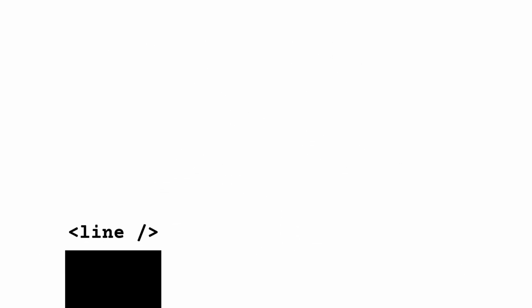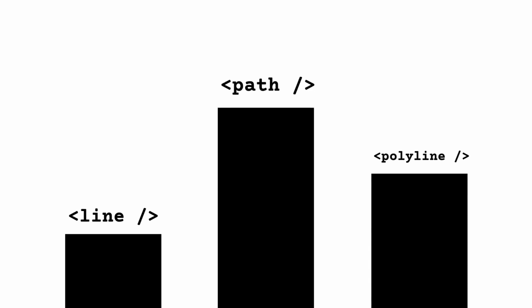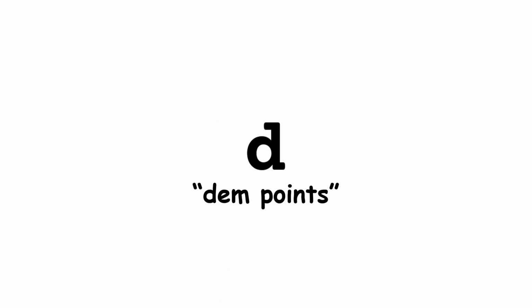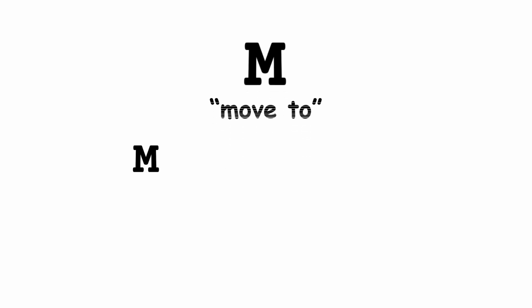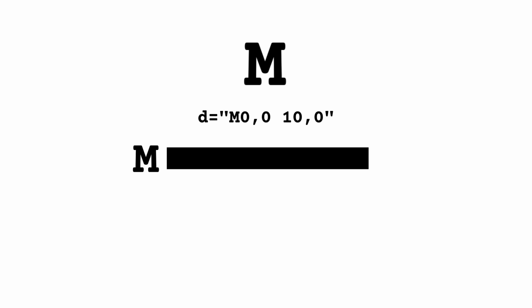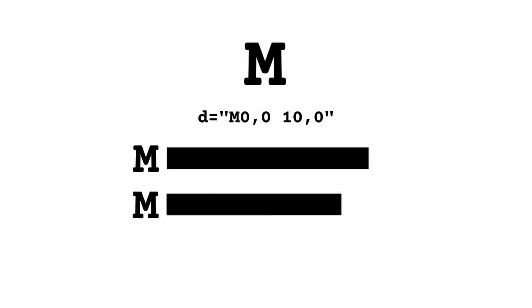By far the most powerful and versatile line thingy in SVG is the path. The path's D attribute, which stands for dim points, can include special commands like M. The M command lets you start a new line using the same path, beginning at a different position.